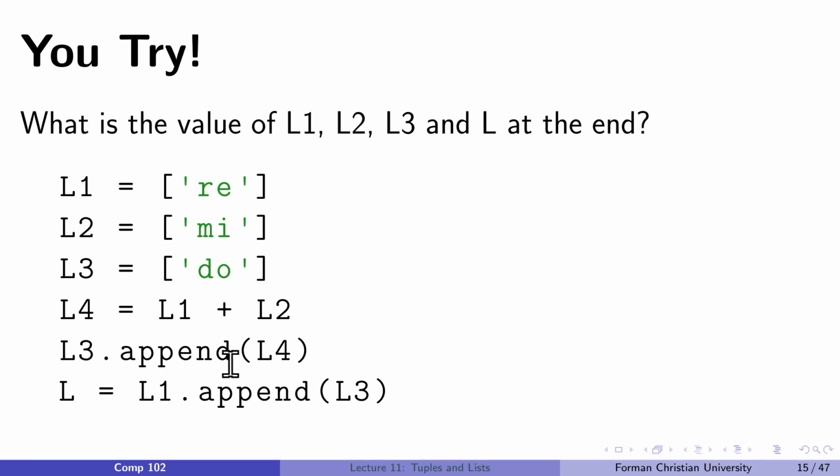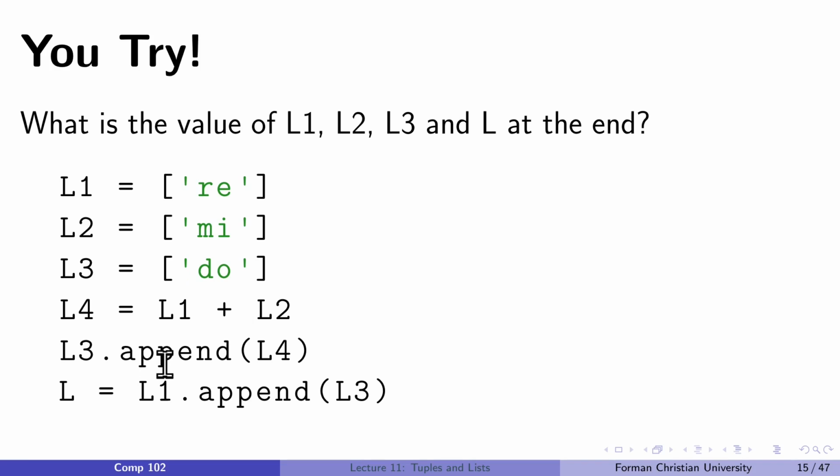Here, this append function, L3.append(L4), is going to add L4 as a single element to L3. So L3 becomes DO, a string, comma, and then the entire L4 list, that's a combination of L1 and L2. So then L3 is going to contain two items.